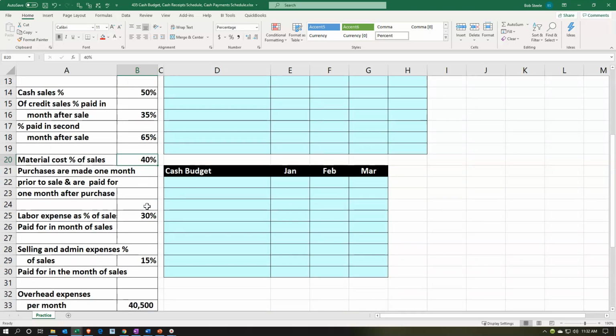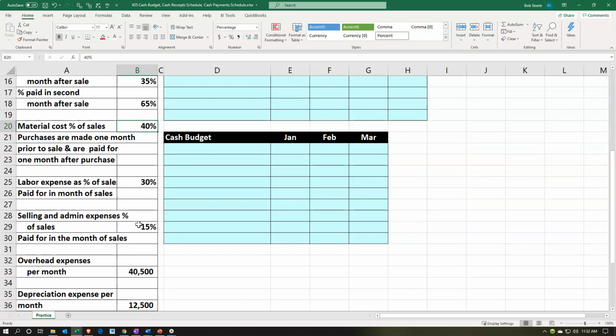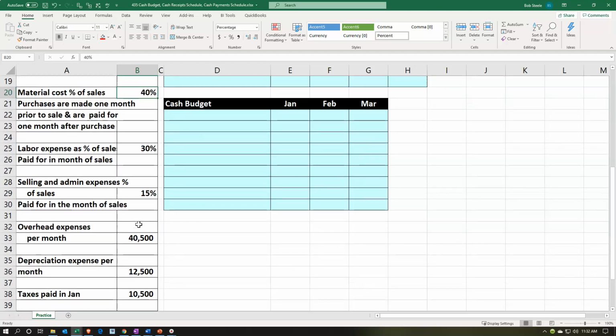Then we have the labor expense as a percent of sales, 30%. So once again, we can possibly tie our labor to the sales number because possibly we're paying for hours worked, and therefore we can think about the amount of items that we are making and figure the labor as a rate of the materials that we are going to be making as a percent of the sales number.